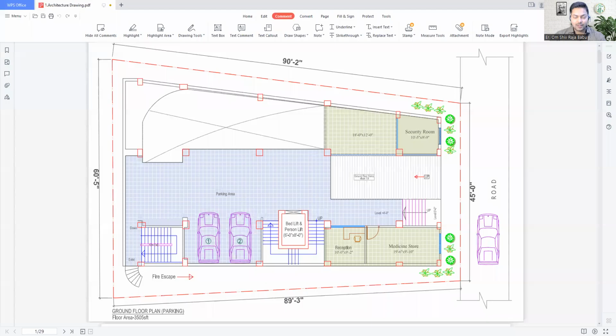Now I am going to study the ground floor plan over here. I will just take you directly to my screen where I can show you the ground floor plan. So guys, you can see this is our ground floor plan. And what are the different things that you need to read over here?